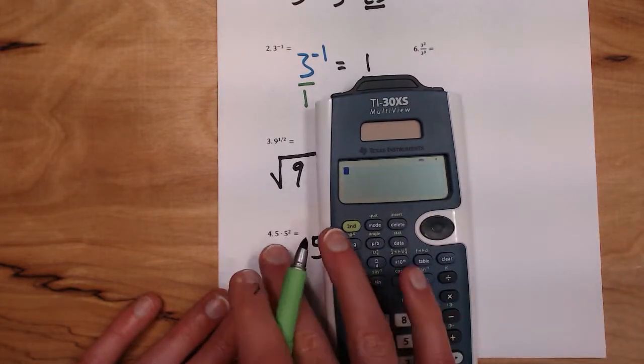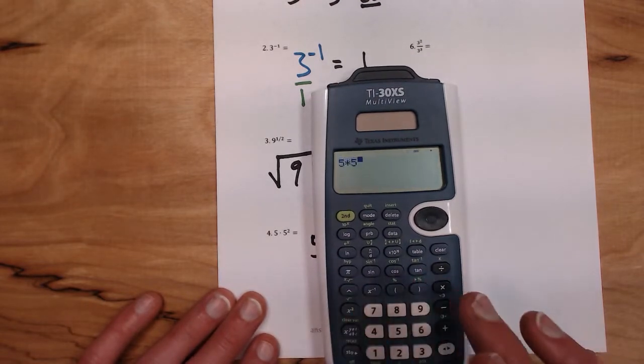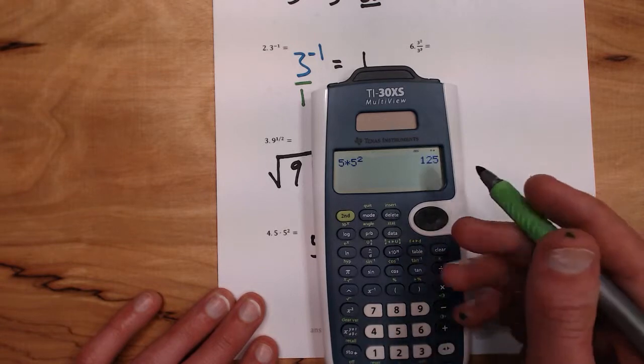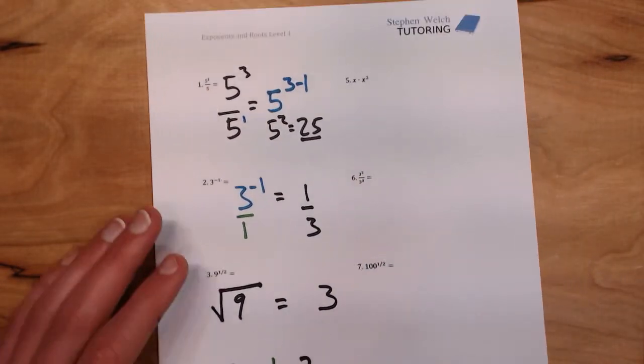Let's try the whole original problem in the calculator. I'll write 5 times 5 to the power of 2, and I get the right answer too. So either way is fine with me, but just be aware of this.